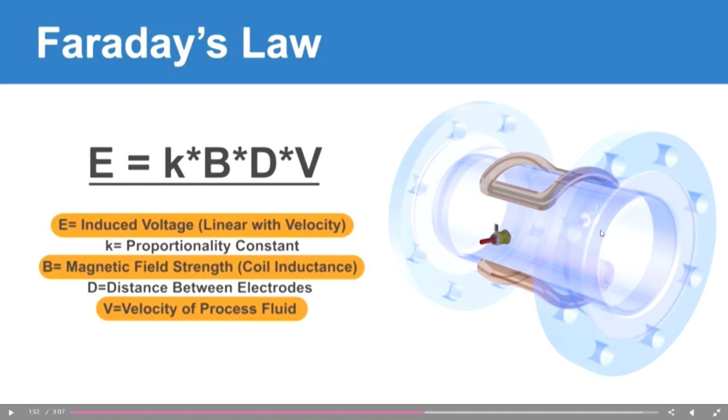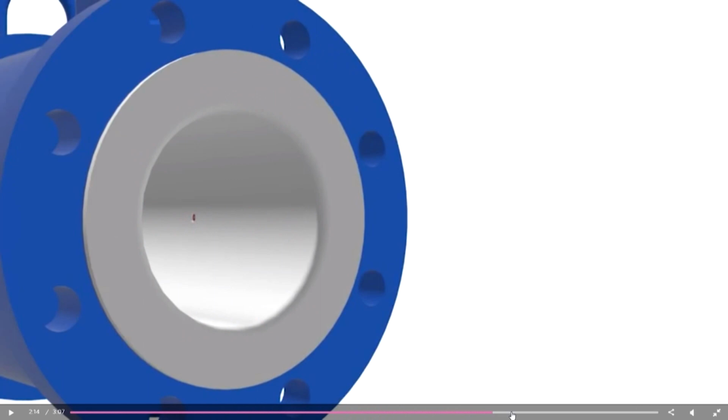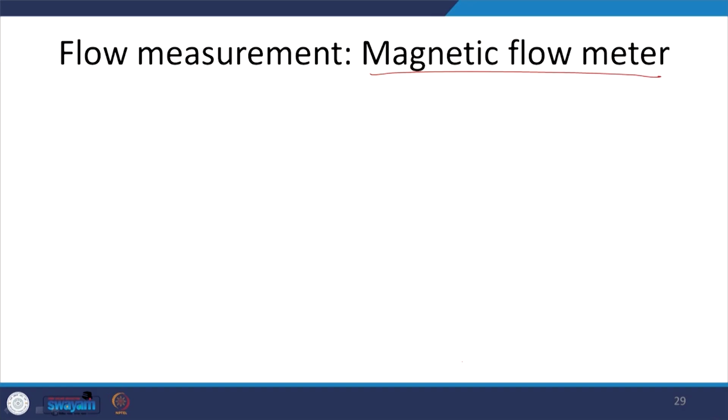The distance between the electrodes depends upon the kind of system that you have. The induced voltage is what you are measuring out here, right. Induced voltage due to the magnetic field, that is what you are measuring, and that you can relate to the velocity of the process fluid, right. The others are constant for a particular system. So, that is more or less the case for your magnetic flow meter, right. Enough of that, again Faraday's law, right. So, let us move on.